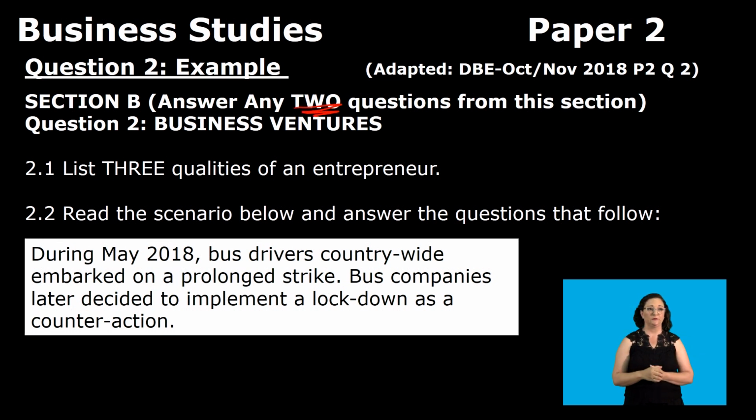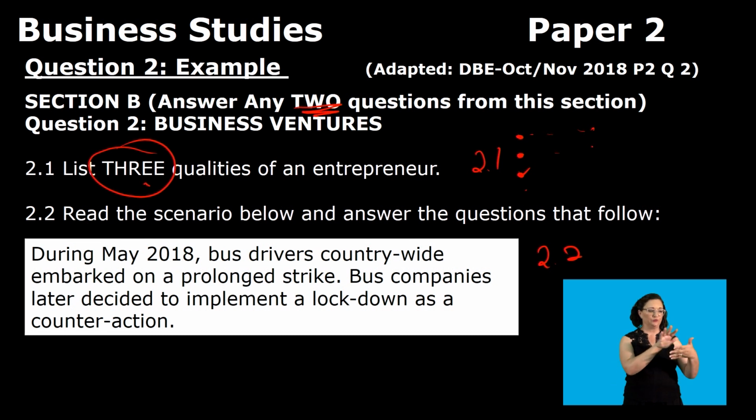2.1 says list the 3 qualities of an entrepreneur. Right, so 2.1, and then you will list. You were given the number. So if you're given the number, then you need to give 3. You can't give more than 3 because you're given the number that is needed here. List 3 qualities. Then you'll start with quality number 1, and then you do quality number 2. Let's say you'll write risk taker or risk taking, perseverance maybe, and then number 3 you write whatever you're writing, but you're just writing 3. You can't give us more than 3. Then you're moving on to 2.2. It says read the scenario below and answer the questions that follow.